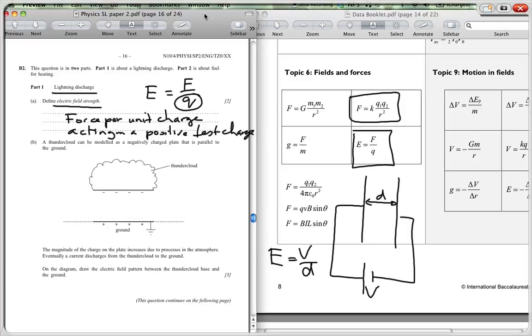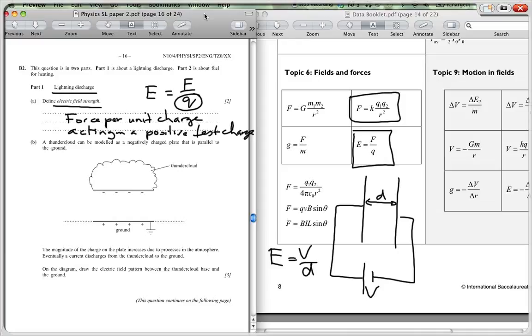Then it says a thundercloud can be modeled as a negatively charged plate that is parallel to the ground. The magnitude of the charge in the plate increases due to the process in the atmosphere. Eventually a current discharges from the thundercloud to the ground. On the diagram, draw the electric field pattern between the thundercloud base and the ground.